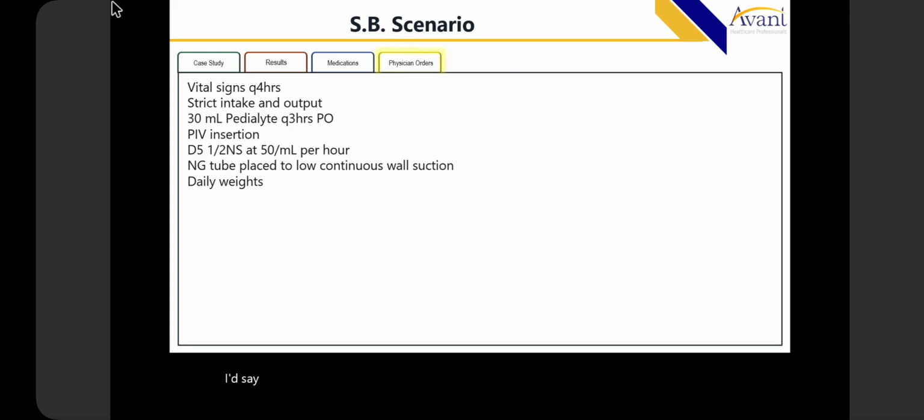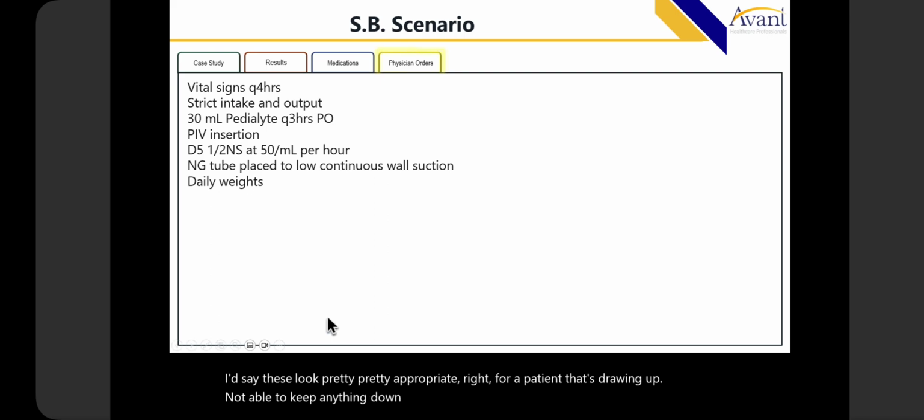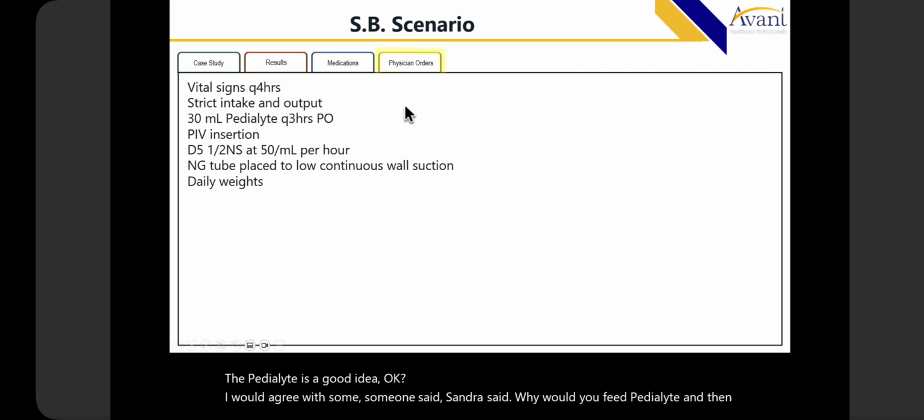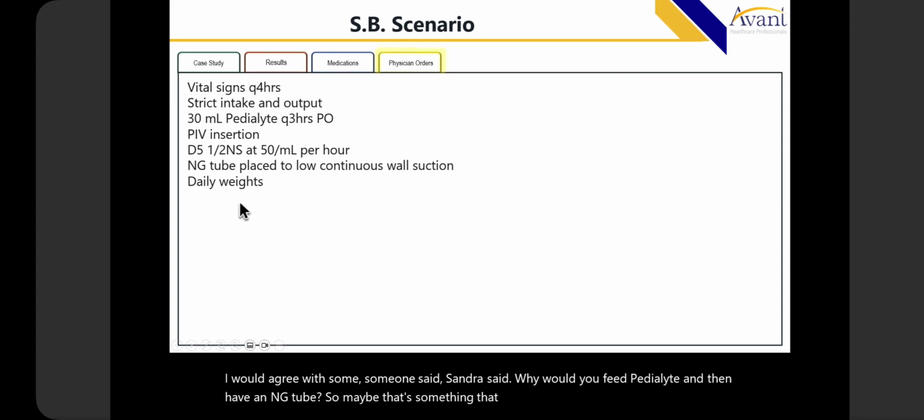I'd say these look pretty appropriate, right? For a patient that's throwing up, not able to keep anything down, about right. They have normal vital signs, so I think it's appropriate for them to get Q4 vitals. That's about right. The Pedialyte is a good idea. Okay. I would agree. Sandra said, why would you feed Pedialyte and then have an NG tube? So maybe that's something that those two are contraindicated in each other. That's good that you noticed that.